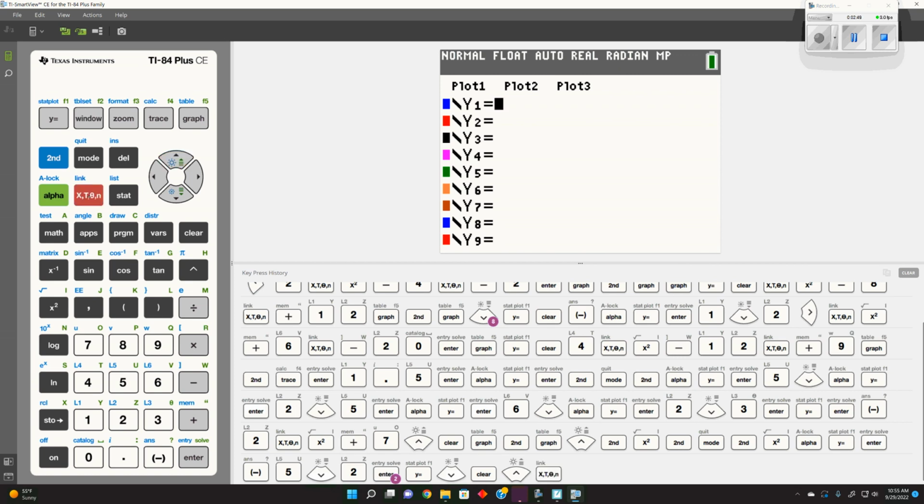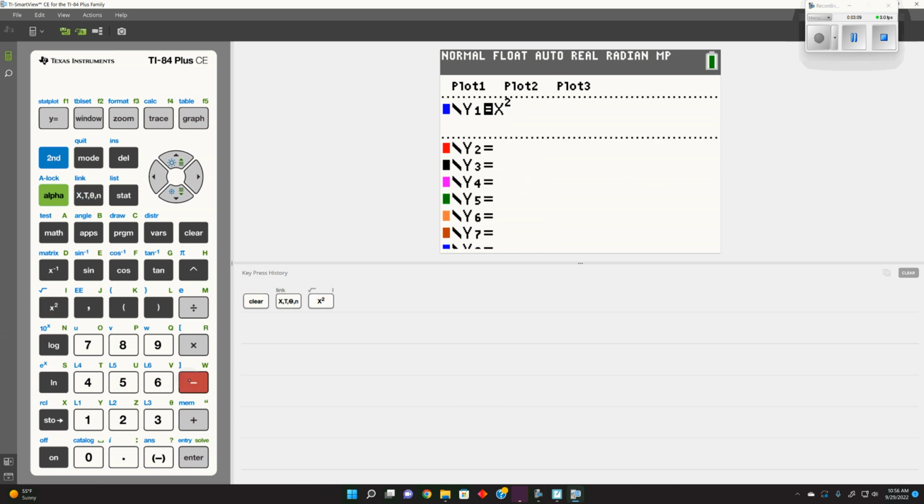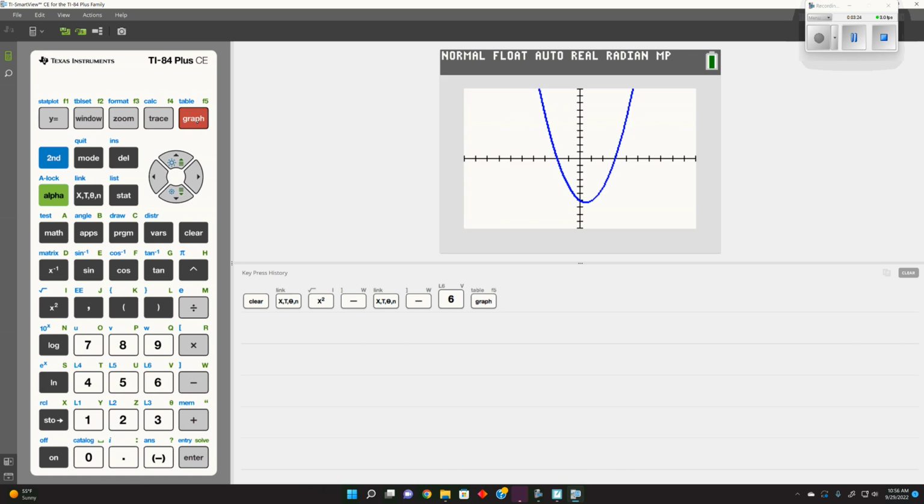So where we can get x is the button right next to alpha. And I'm going to clear this key history out. So x is the first one we get here. So we typed in x squared minus x minus 6. We have that typed in, yes? And then what are we wanting to do? Well, there's a button up here that says graph. And there's the graph of it.